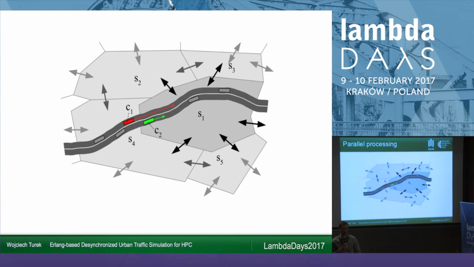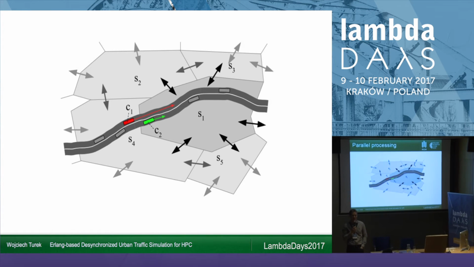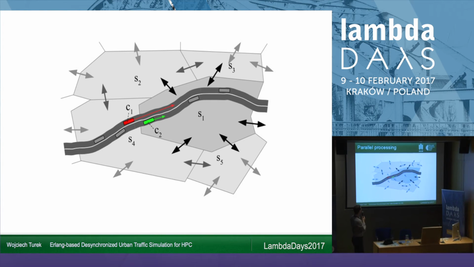So now, how to update this model in parallel, and is it actually possible? This is a good question, because the intuition would say that it's straightforward. Let's just cut this city, or whatever it is, into pieces, and compute each piece separately, and exchange information about cars that are leaving and incoming after each time step.